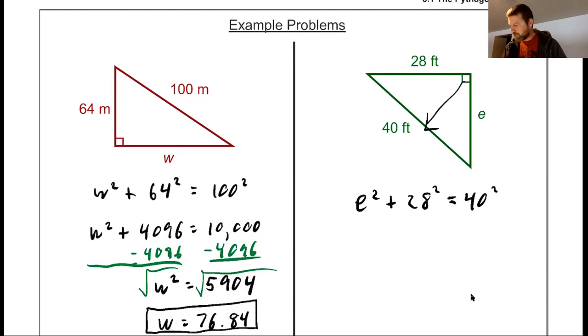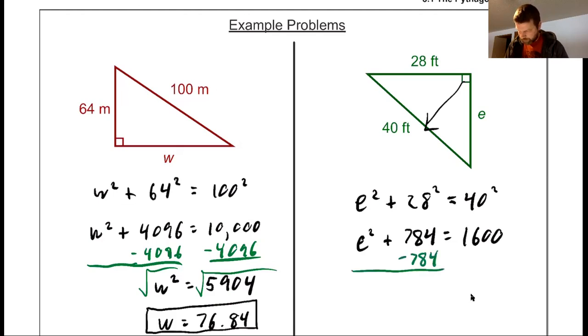And then you just plug some things into your calculator. 28 squared is 784. So e squared plus 784. 40 squared is 1600. I'm going to subtract that 784 from both sides. I get 816. And then last, to get rid of that squared, we're going to do the square root of both sides. 28.57.